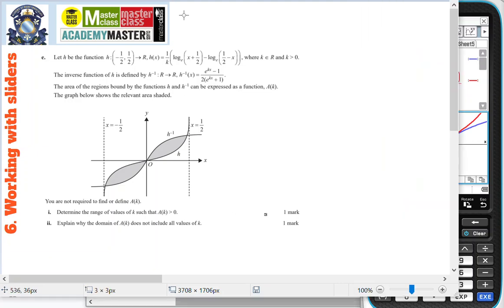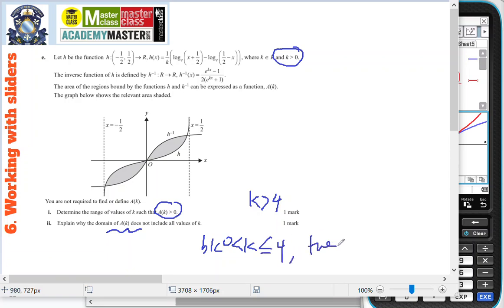So determine the ranges of k where the area is positive. k has got to be bigger than 4. And explain why the domain of k, so that's my domain of k, doesn't include all the values of k, because when k is between 0 and 4, there is no area found. So that was great.